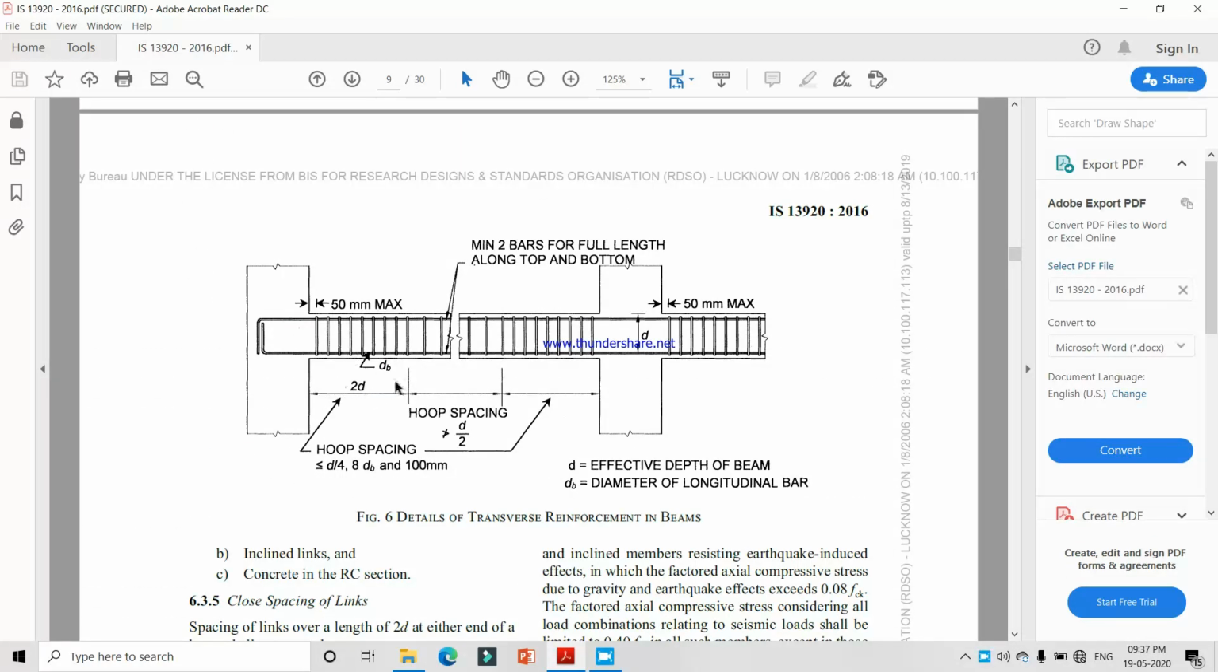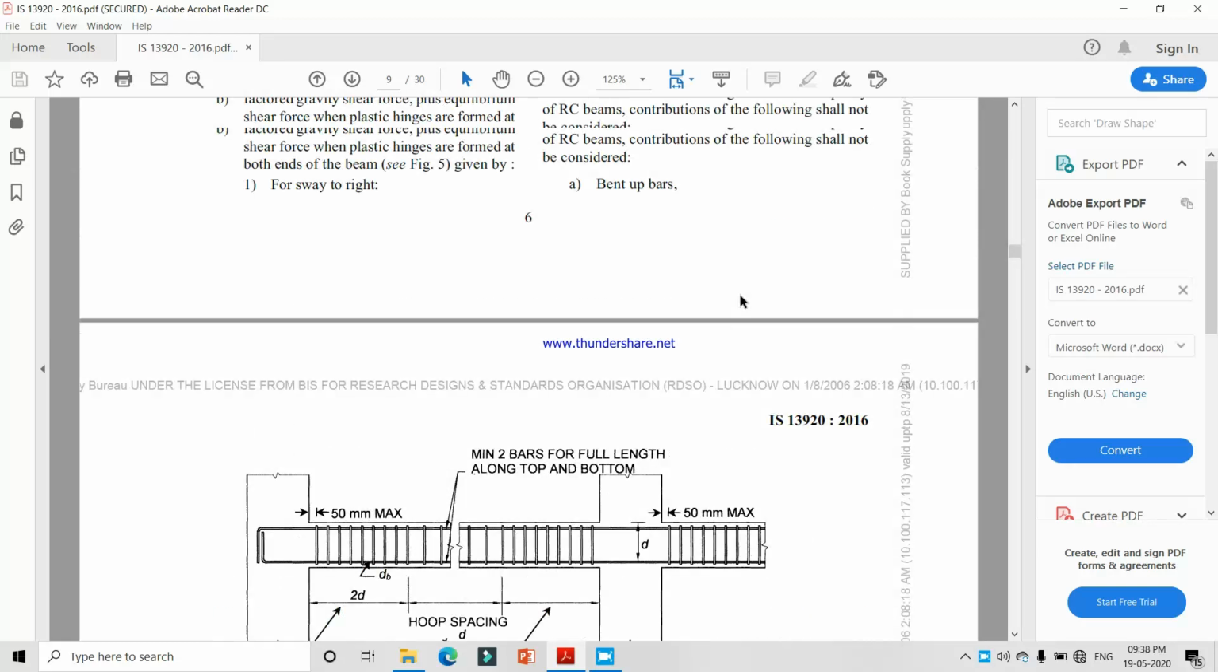These are 2D, and in this part we cannot provide lap splices, and up to this is 2D. 2D is the effective depth, so we do not provide lap splices until this portion. After this, these are the areas where we provide lap splices.